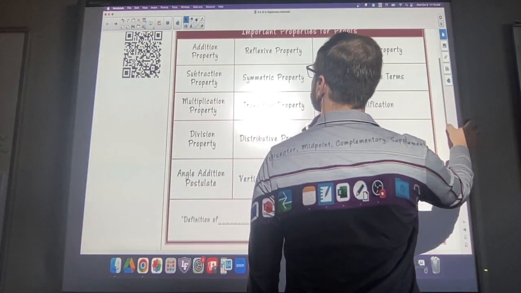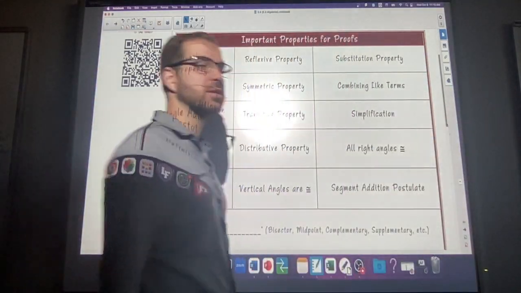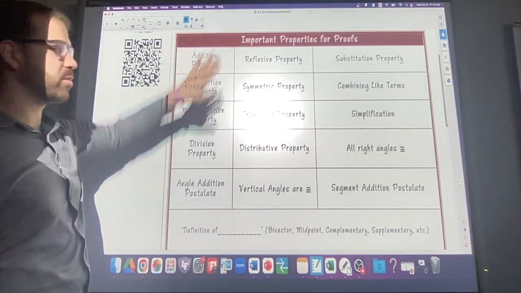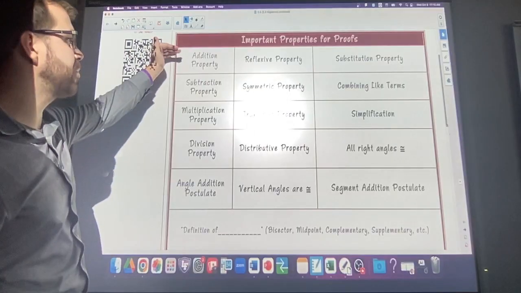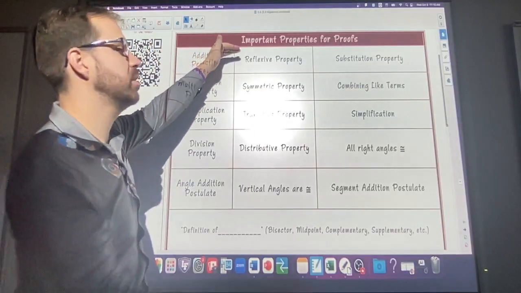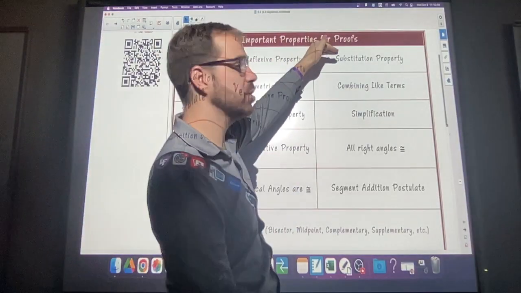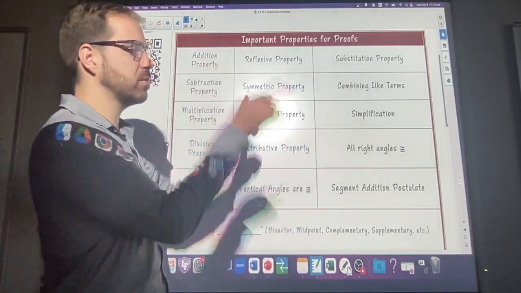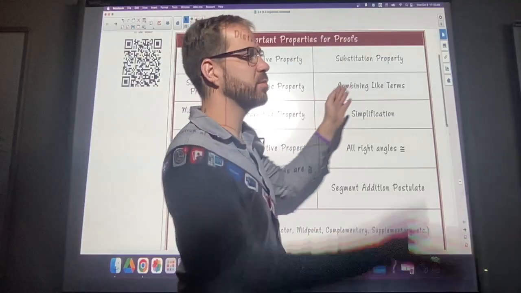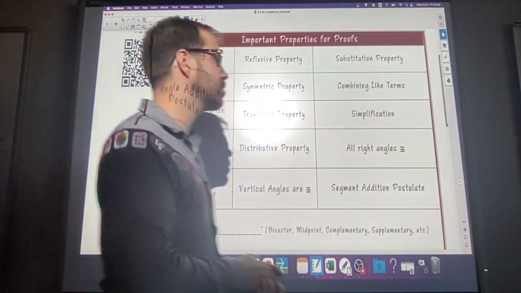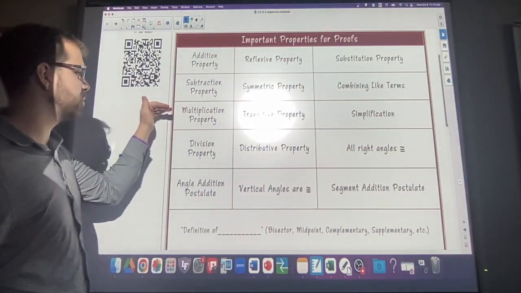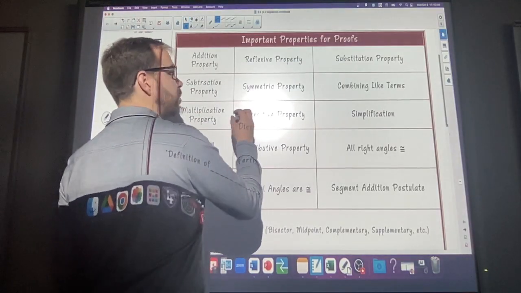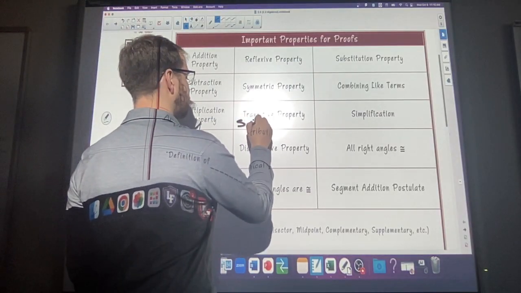So let's look here. All right, so these first ones, we've covered most of them. I'm just going to quickly recap. Addition property, add to both sides. Reflexive, it's equal to itself. Substitution, you replace something. Subtraction, we subtract from both sides. Symmetric, you switch the order. You combine like terms, put two common terms together. We got multiplication. Transitive.